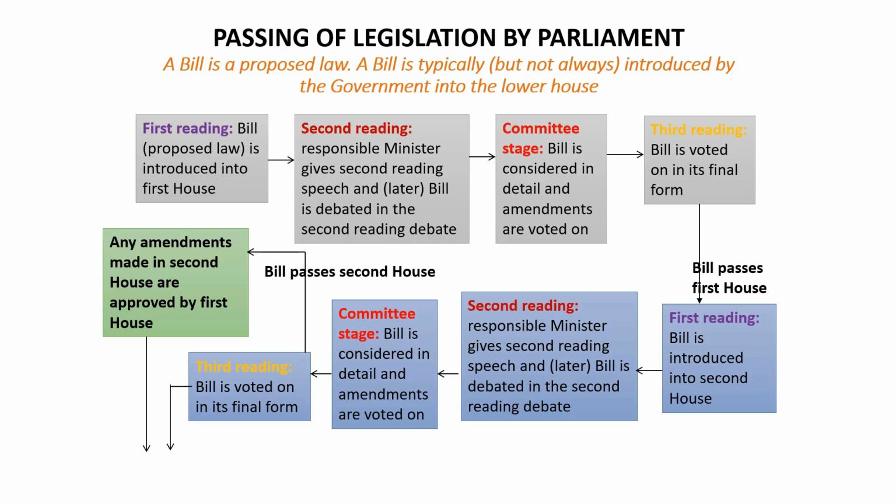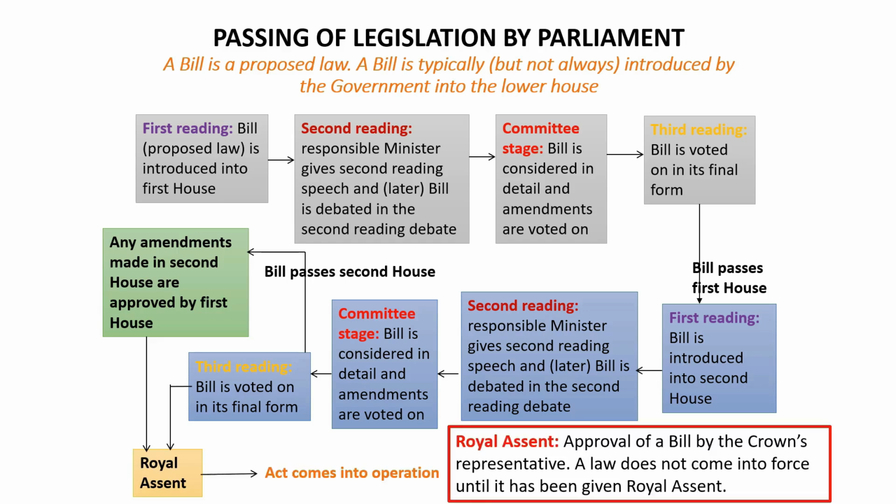Assuming that a bill has been passed by both the lower house and the upper house in the same form, then the last step that needs to be taken is for the Crown's representative to give royal assent to the bill. Royal assent is the approval of a bill by the Crown's representative, that is, the Governor-General, where the bill has been passed by the Commonwealth Parliament, and the Governor, where the bill has been passed by the Victorian Parliament. The Crown's representative gives this approval by signing the bill.